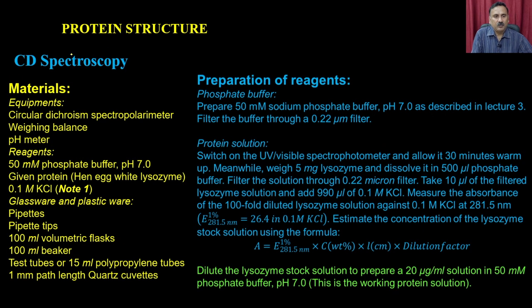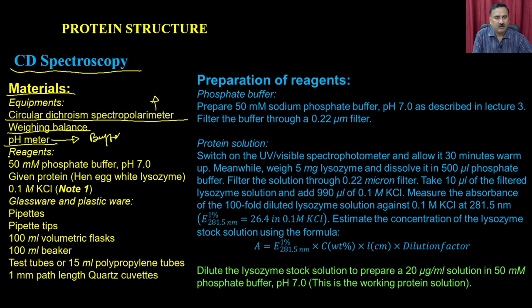Now, how can you perform CD spectroscopy? You require the following materials. You require a CD spectropolarimeter, that is the instrument. Then you require a weighing balance and a pH meter so that you can prepare the buffer. Then you require different reagents, such as 50 millimolar phosphate buffer pH 7, and a protein. In this example, we have taken hen egg white lysozyme. Then you require 0.1 molar KCl.